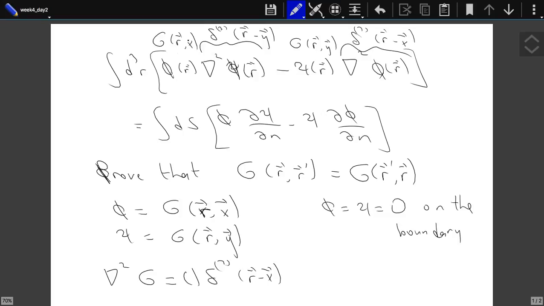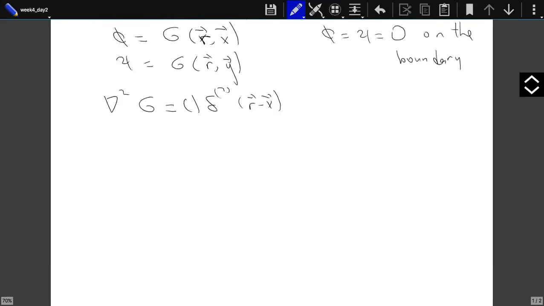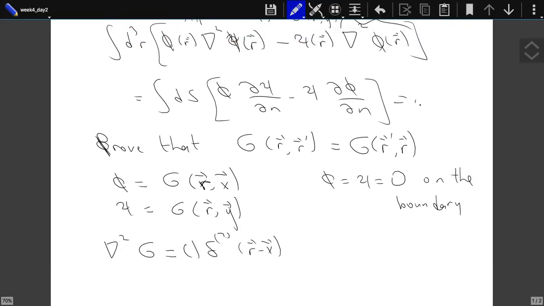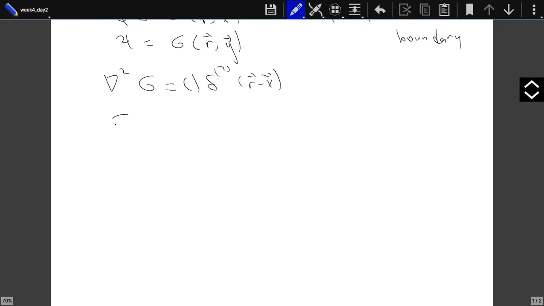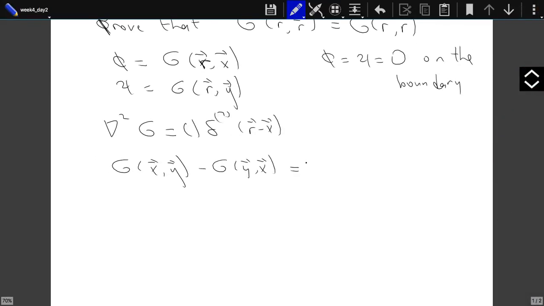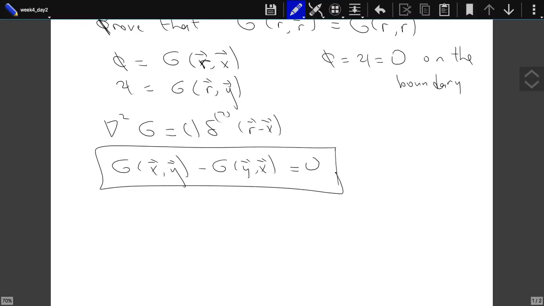You just take the integral, the first one becomes G(y,x), the second one becomes G(x,y). The second term is 0 anyway, because on the boundary, phi and psi are both 0. So G(x,y) minus G(y,x), which is the left-hand side, just becomes 0. So you prove the symmetry for the Dirichlet boundary conditions. And of course, there is a question of why they should be zero. Is there any physical interpretation that we can give to the Green's function being zero?